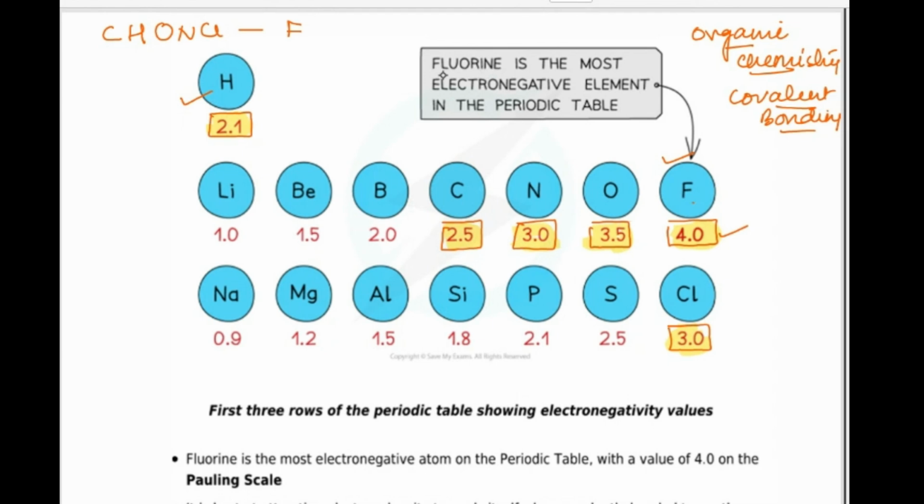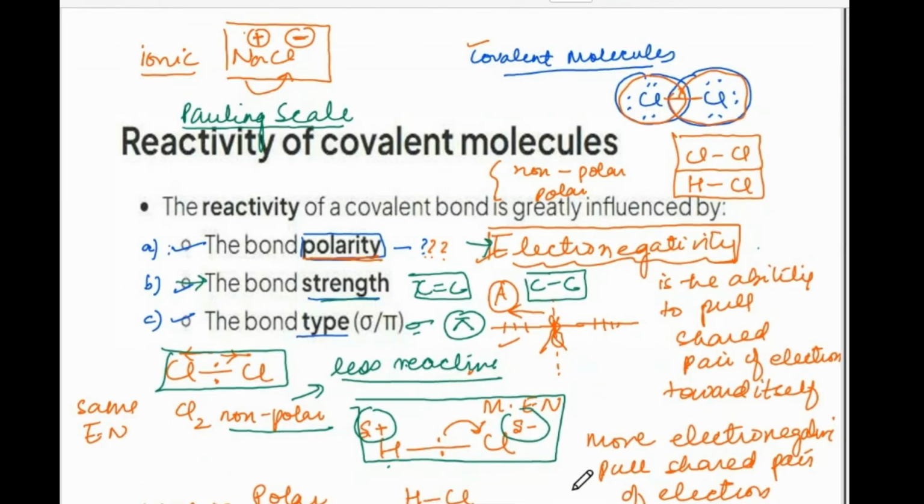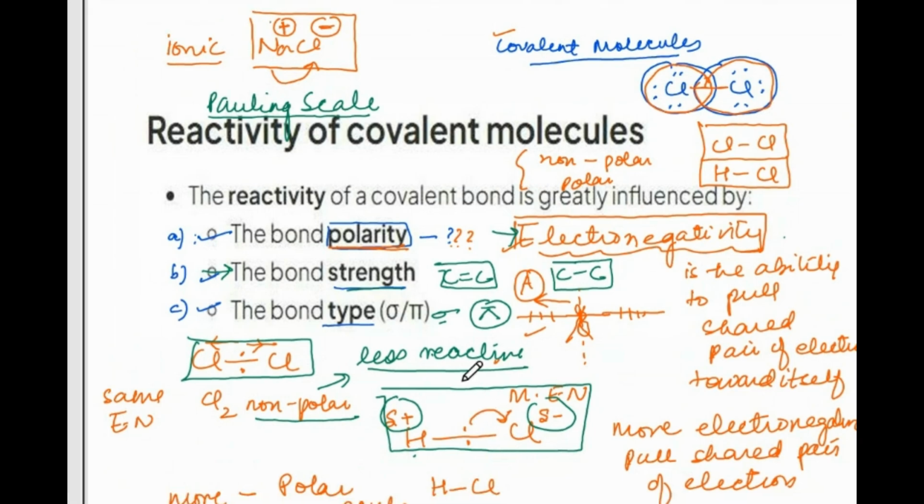Now it says that fluorine is the most electronegative. That means it's the strongest at pulling the electron toward itself. Next we have oxygen, then nitrogen, then carbon. Now I hope I'm clear. Just an overview of what we have studied. We are studying the covalent molecules, and there's so much mess on the screen on this page right now.